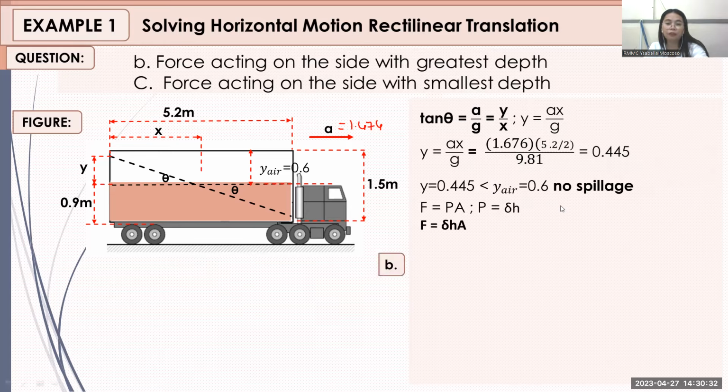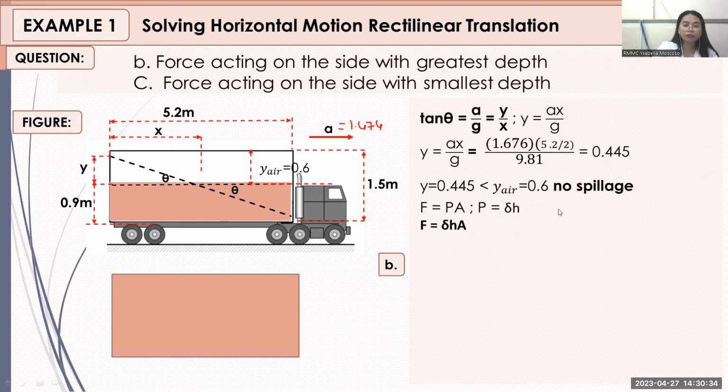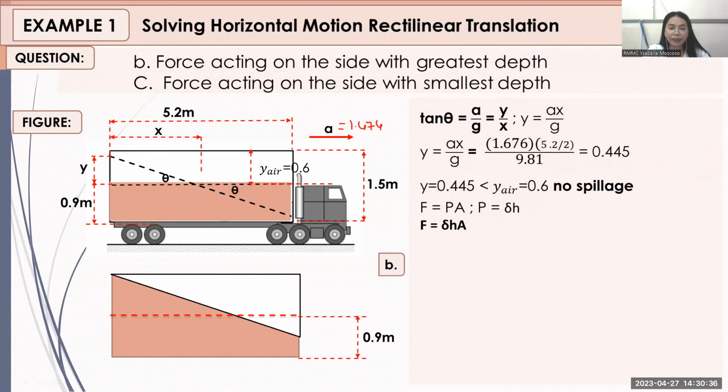So, kunin natin ngayon yung value ng inyong H. Okay? So, the original height of your fluid inside your vessel is 0.9. So this one will be your H mean, your Y mean, and your Y max. Kunin natin yung inyong Y max. Tama bang sabihin, on the greatest depth, kasi hydrostatic force yung kinukuha natin dito, di ba?